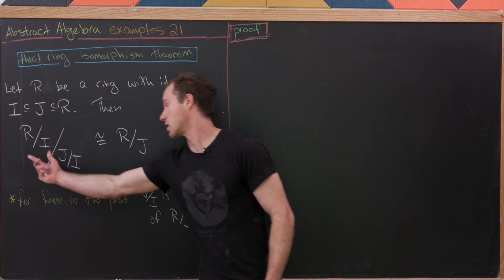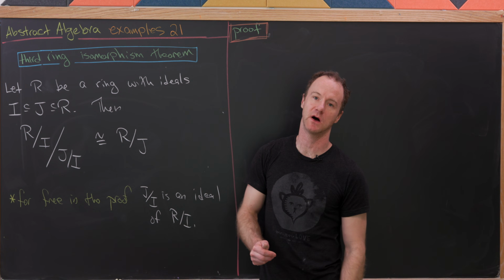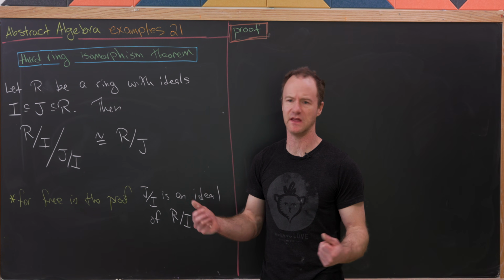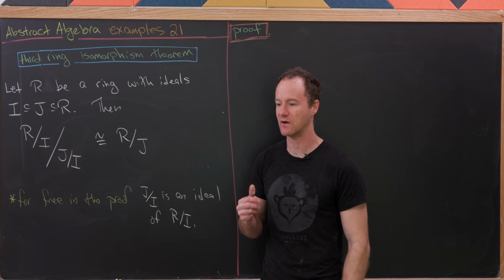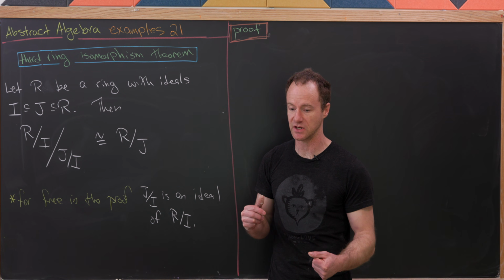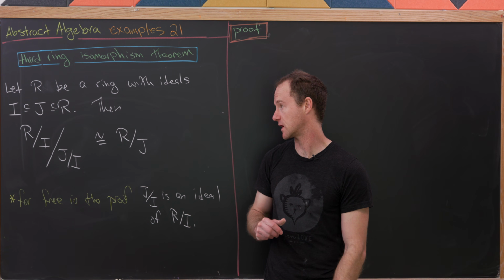Then we'll show that R mod I mod J mod I is isomorphic to R mod J. So this looks like we're taking the reciprocal and then canceling things out. But of course, that's not what we're doing. But that gives us motivation not only for our notation, but also for our naming convention as a quotient ring.